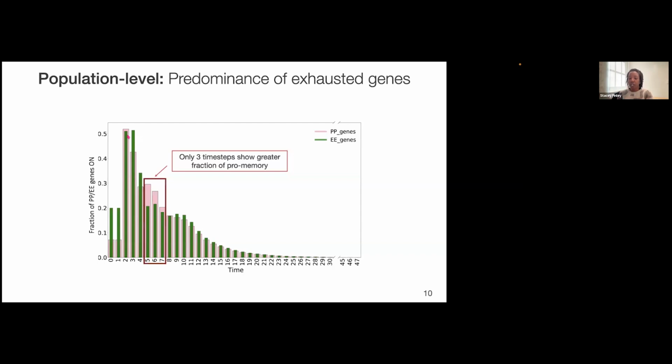And maybe just taking a quick step back, what I've done is to run the model 10,000 times to represent a heterogeneous population of 10,000 cells. They all start with the same initial gene expression pattern, but because of the random order in which the rules are applied, we have a heterogeneous population of 10,000 cells. And this is just the averaged fraction of PP and EE genes that are turned on at every time point for that population of 10,000 cells.